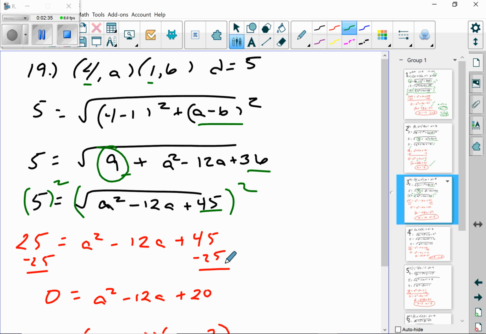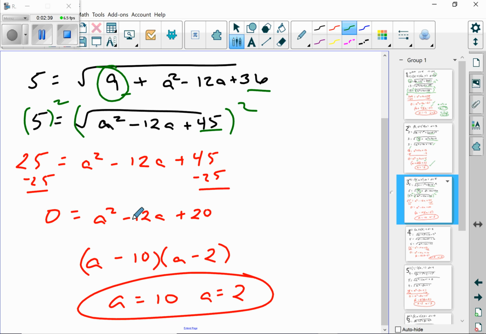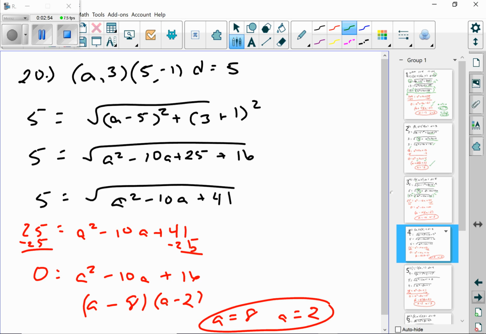Subtract 25 on both sides to get 20. You're factoring a squared minus 12a plus 20. That factors into negative 10 and negative 2. Negative 10, negative 2 solves to give you positive 10, positive 2. Okay. Number 20. Distance is still 5.